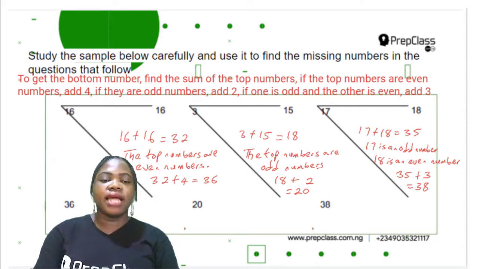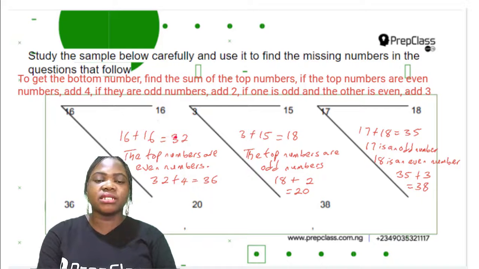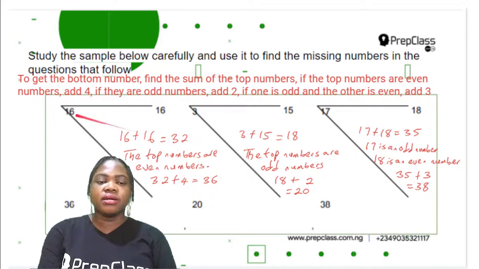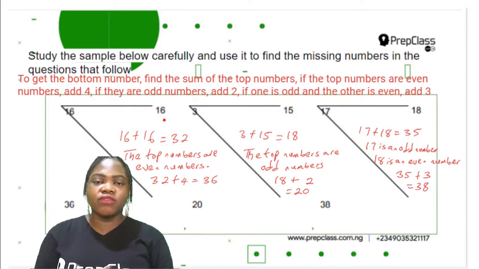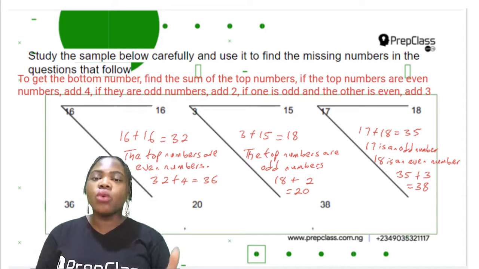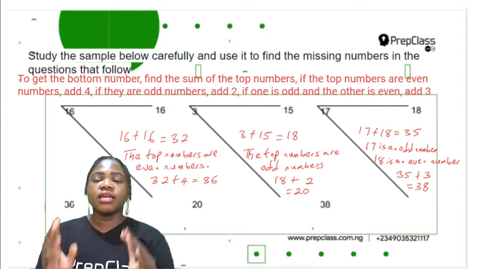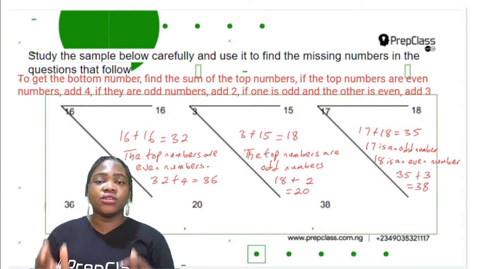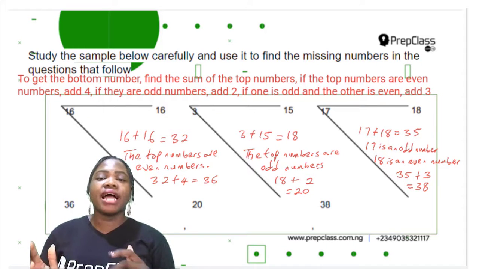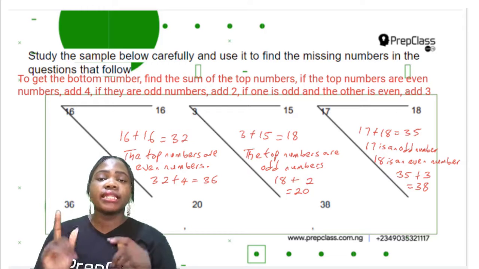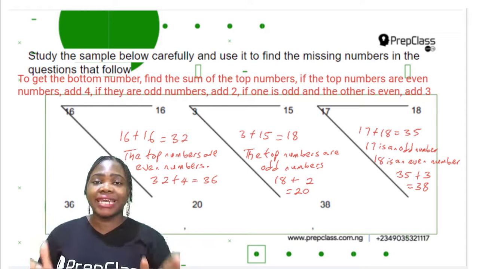Okay, so now the top numbers here are 16 and 16. So 16 plus 16 is 32. Now, 16 and 16, what kind of numbers are they? They are even numbers. What are even numbers? You should know what even numbers and odd numbers are by now. Even numbers are numbers that end in 0, 2, 4, 6, and 8, while odd numbers are numbers that end in 1, 3, 5, 7, and 9.